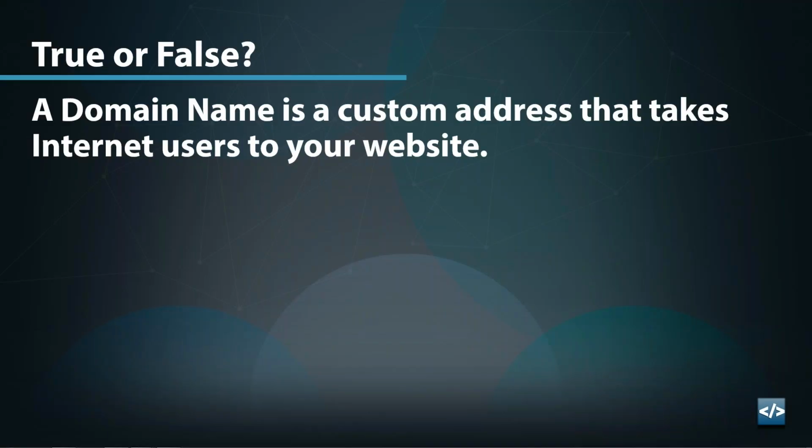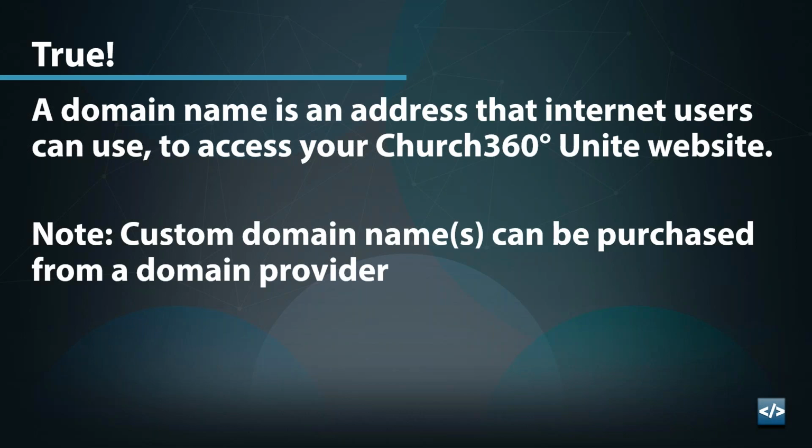All right, so a domain name is a custom address that takes internet users to your website. And the answer to that is true. And everybody got that right who answered. So good job, guys. A domain name is an address that internet users can use to access your Church360 Unite website. Custom domain names can be purchased from a domain provider, so either from us or another domain provider, or if you have a certain level advanced plan or higher with 360 Unite, you get one of those for free and just need to contact us to set that up.